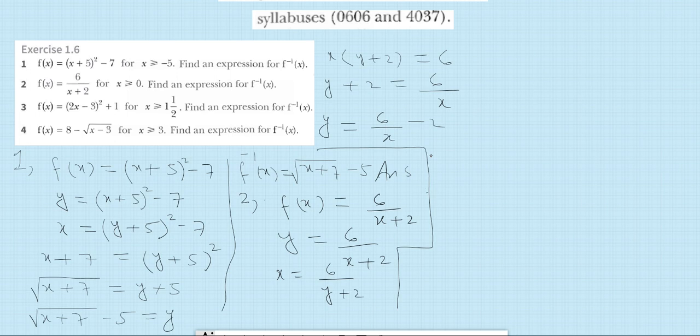And the last step is replace this y by f inverse x. And you can simplify more, take the LCM of x. This is 6 upon x, minus 2. So this is the answer of question number 2. I hope you completely understand how to find the inverse of the given function. Come to question number 3.